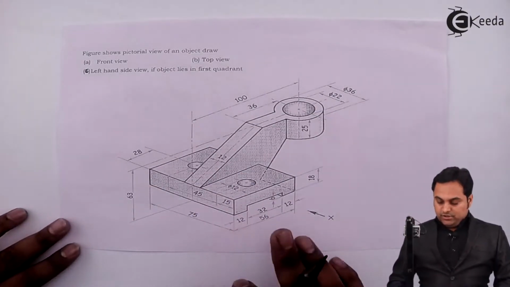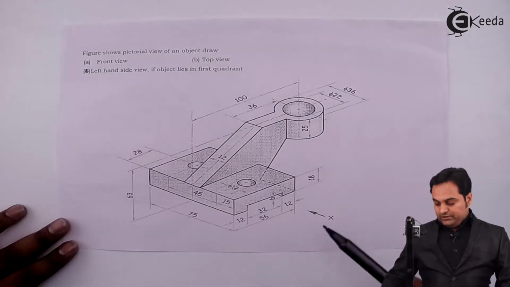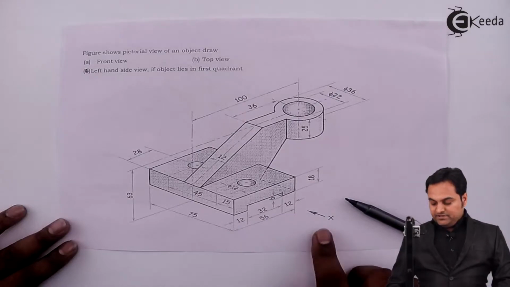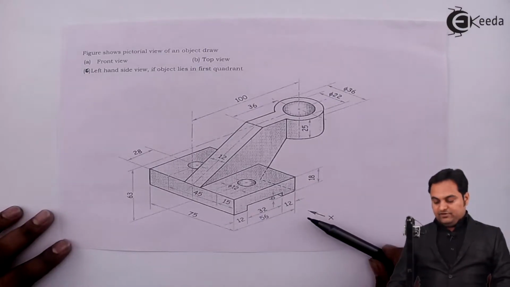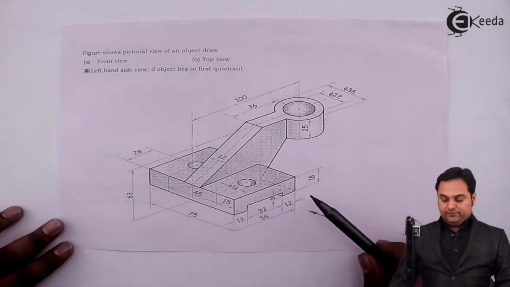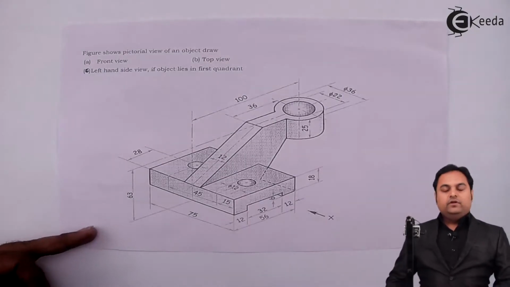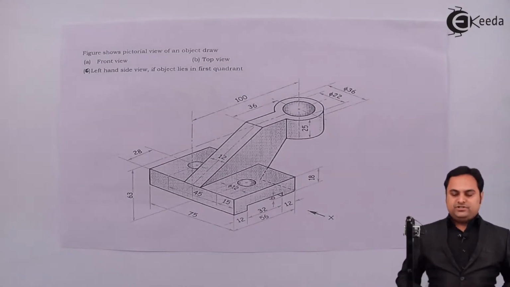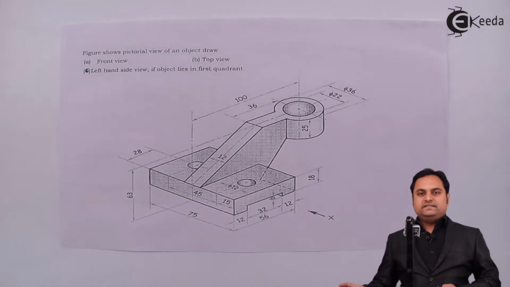Now, this is the pictorial view of the object, or we can say the complete object, which is in 3 dimensions. We have to draw the front view. The front view will be drawn looking in this direction X. It means the arrow X which they have given is the observer, and from this direction we are going to get the front view. Then we have to draw the top view looking from top, and the left hand side view. Since it is by first angle method of projection, we have to look from the left hand side and draw it onto the right hand side.